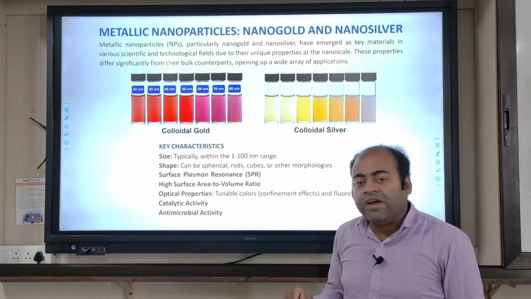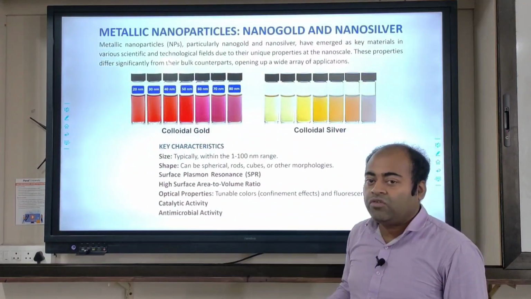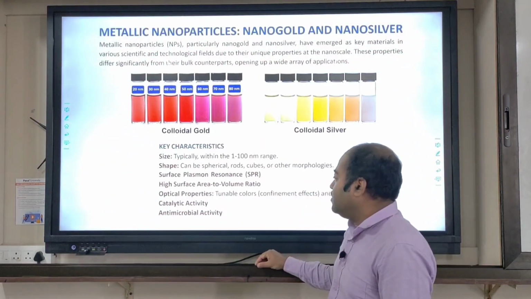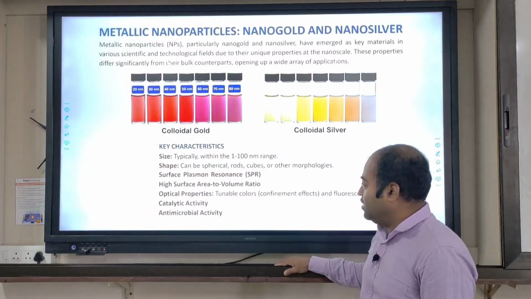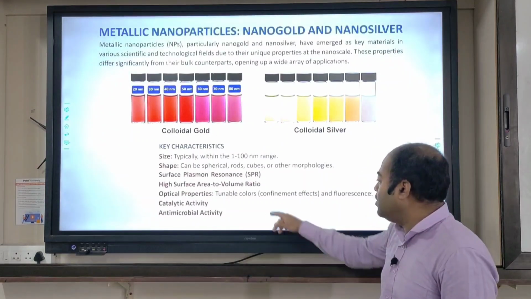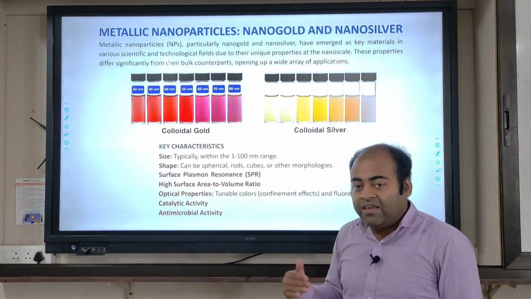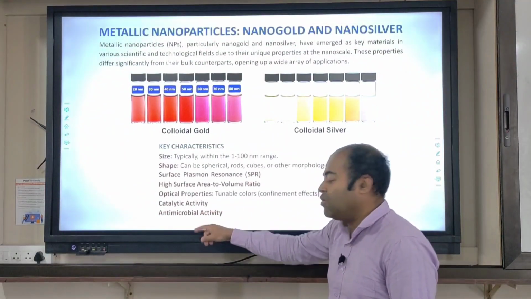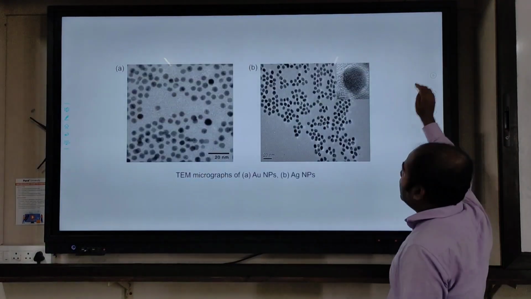Since the particles are very small, obviously the surface area to volume ratio will be higher in this type of metal nanoparticles, and they have enhanced optical properties and tunable colors due to the confinement effects. And since they have very high surface to volume ratio, they have enhanced catalytic activity and also antimicrobial activity.